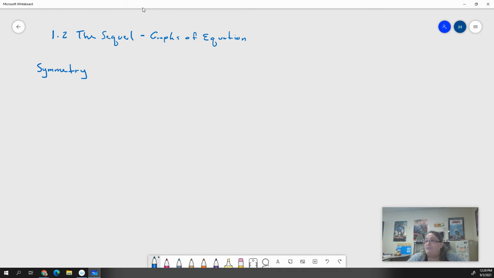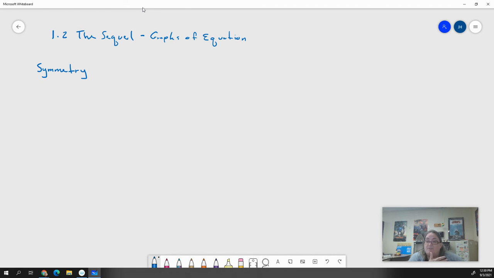So symmetry, does anyone have a good definition for symmetry? Does anyone kind of know what something is when it is symmetric? Our faces are kind of symmetric, right? If you cut it down the center, it's kind of the same on both sides, right? Same with our bodies, like one arm, one leg on each side. And that's basically what we're saying with symmetry, is something would be the same on both sides.